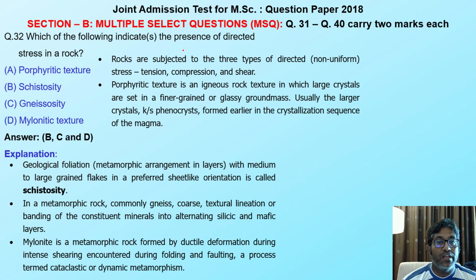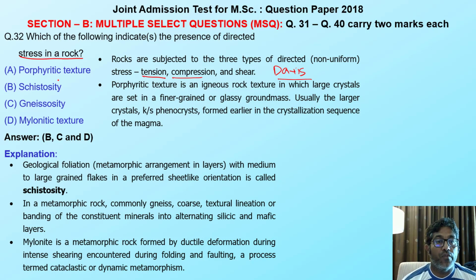Which of the following indicates the presence of direct stress in the rock? What will show the direct stress in the rock? What types of stress do we have? You know that we have tension, compression, and shear stress. If you want to read more about stress, you can go with the Davis book.